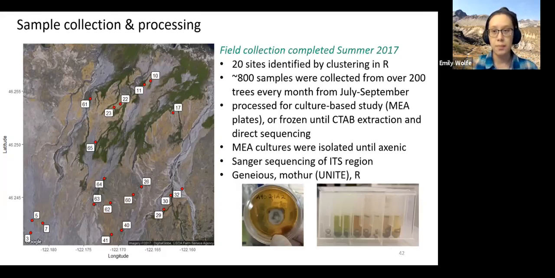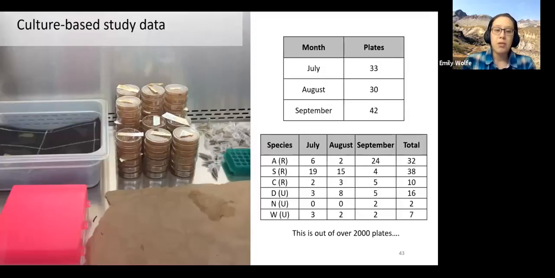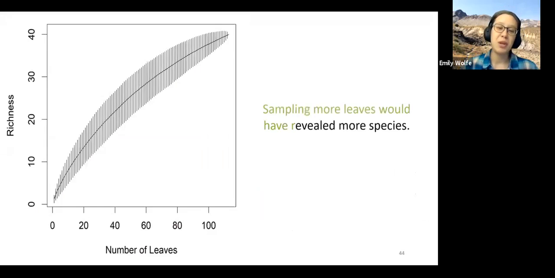Cool. So I originally presented this slide to my committee a few years ago, but I really like the tables that show the discrepancies in how many plates actually had isolates. So you can see here that most of these numbers are pretty low compared to the over 2,000 plates that were made. A lot of these are still sitting in the lab in a box in the corner and there's just nothing ever grew. It was admittedly a little disappointing at first, but as I started maintaining the cultures, it was a little bit of a relief. So with any culture-based study, sampling more leaves would have revealed more species.